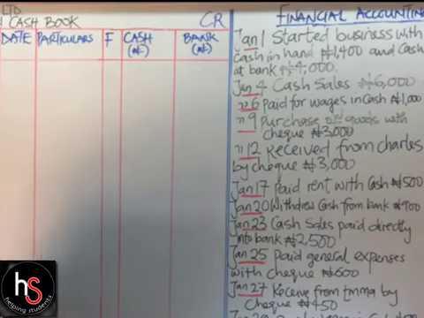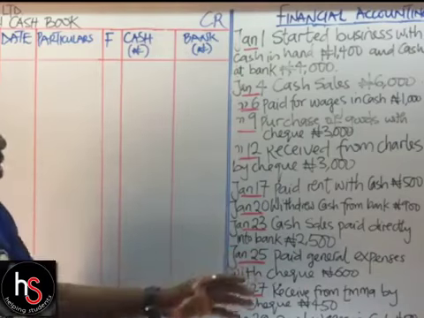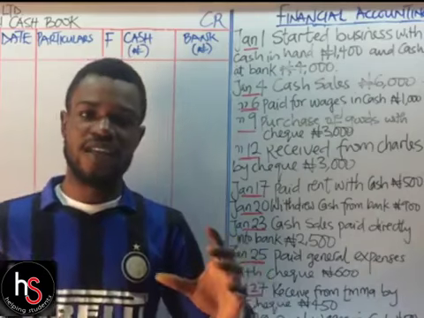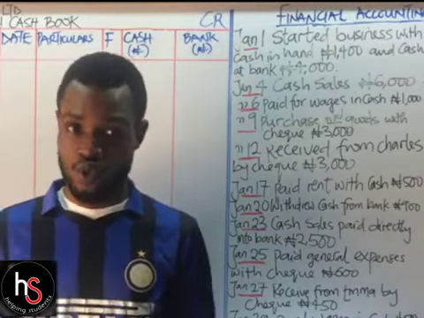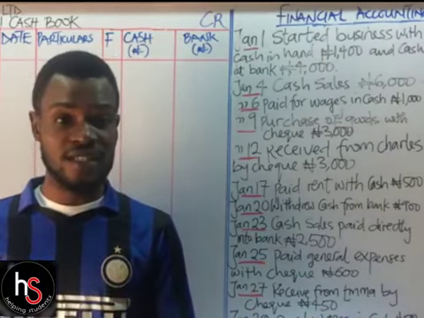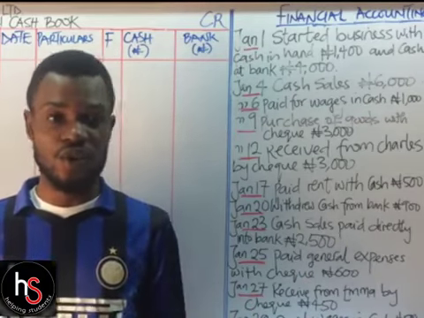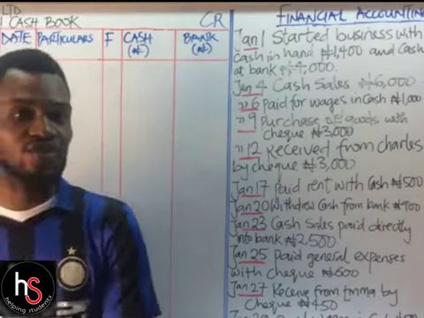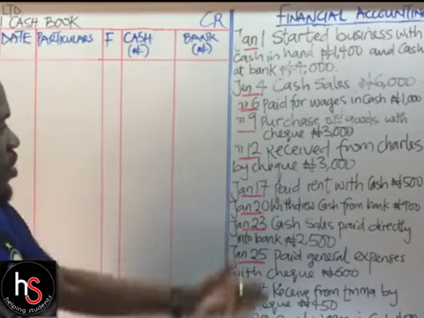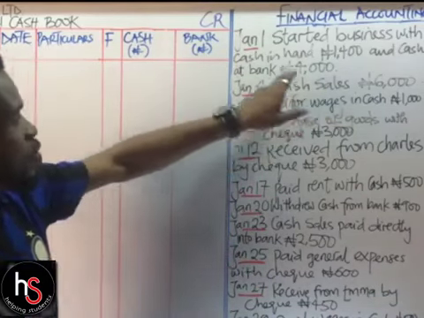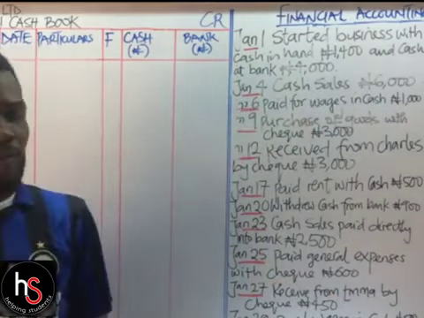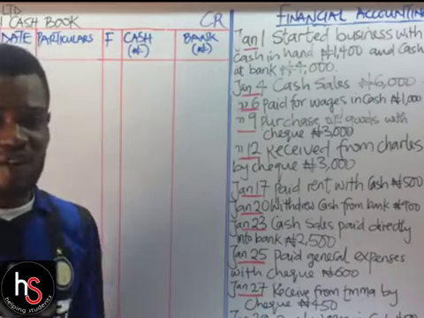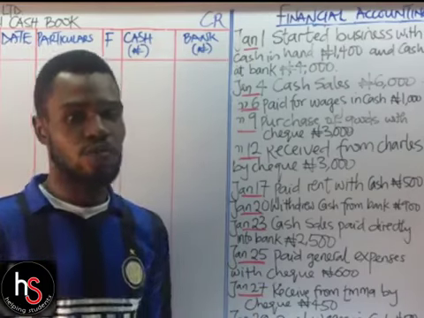Now, as I told us, when you read through the questions, once you find out that it has to do with a bank and a cash account, it simply means it's a 2-column cash book. Where you see discount received, discount allowed, and so on, it has to do with the 3-column cash book. So from the question here, we can see started business with cash in hand, 1,400, and at bank, 4,000. Probably no need of going through, you can already tell it's a 2-column cash book.